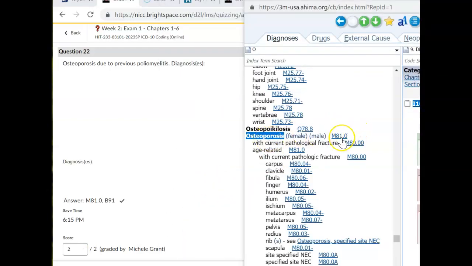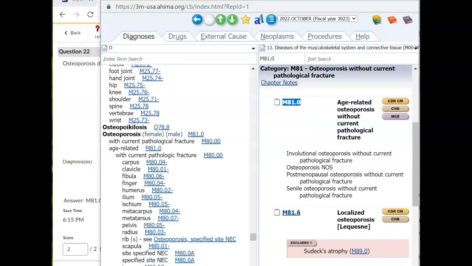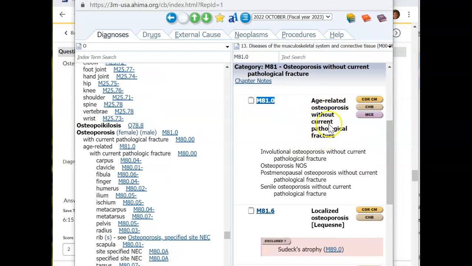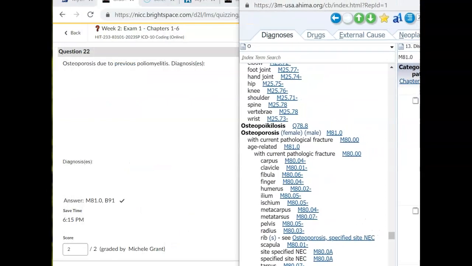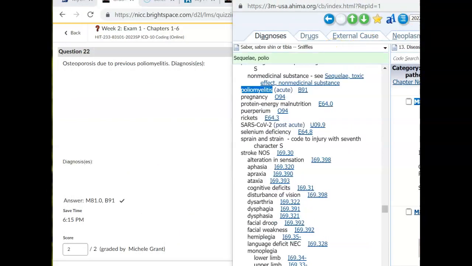This is a good example. We're going to have 2 separate codes. So I'm going to have the M80.1. Okay. And then I need to find out my second code. At that point, remember, late effect, previous. If you go to late effect, it tells you to look up sequela. So then I want to go to sequela poliomyelitis, and that's going to give you the B91 code.